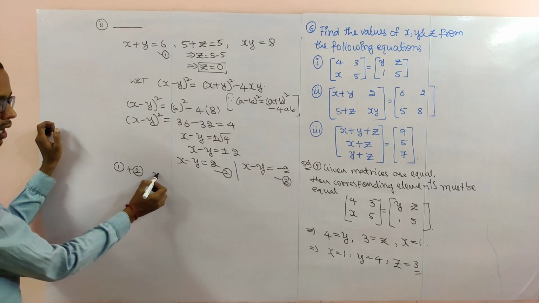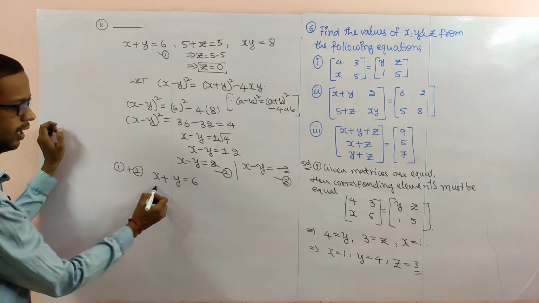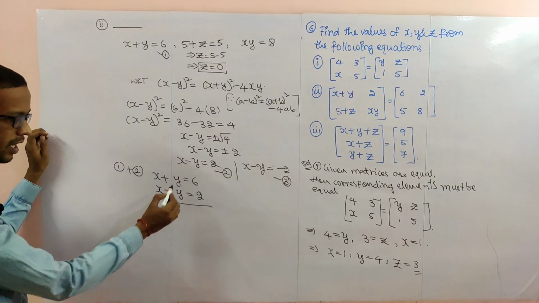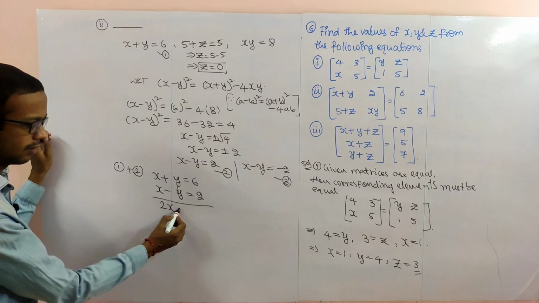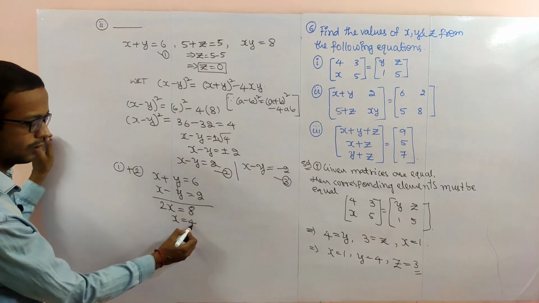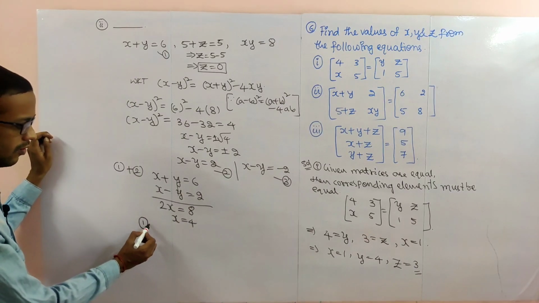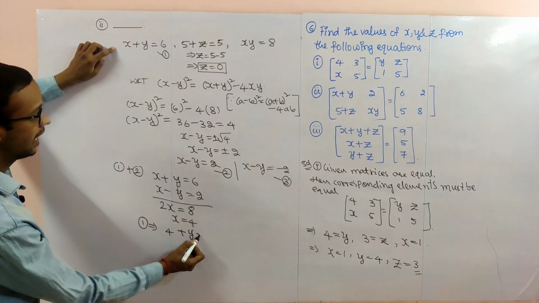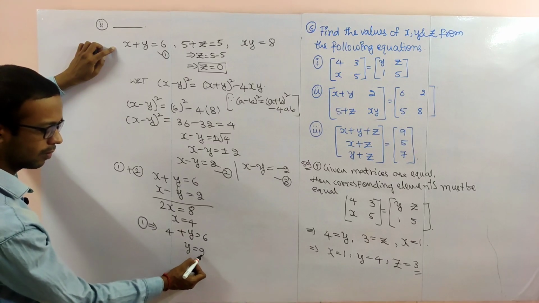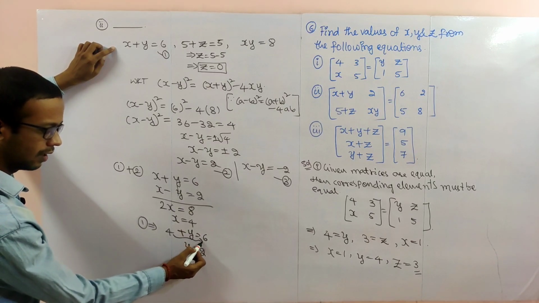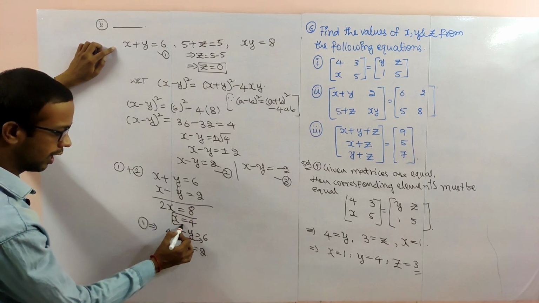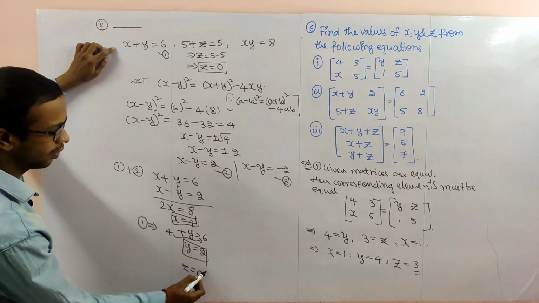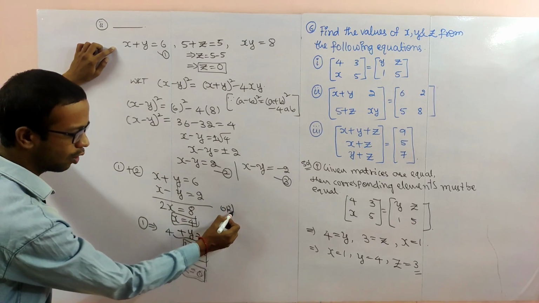x plus y is equal to 6, x minus y is equal to 2. Addition making means y just cancels. 2x is equal to 8. x is equal to how much you'll get? 4. In equation 1, substituting x as 4: 4 plus y is equal to 6. y is equal to how much you will get? Sending that across, 6 minus 4 is 2. So x is equal to 4, y is equal to 2 and z is equal to, already we know, 0. Or one more option is also there.